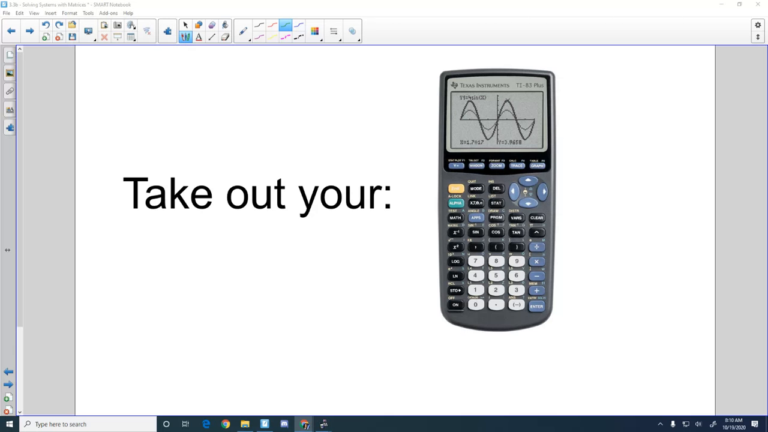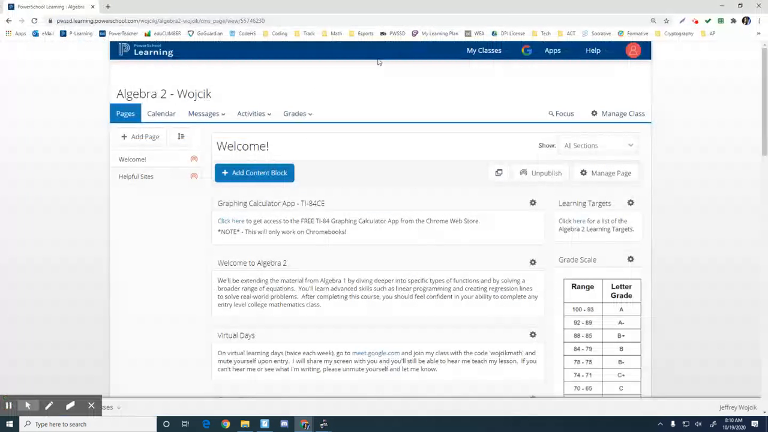All right, for those of you logging in on your Chromebook, if you go to my P-Learning page, right on the front, on the main welcome page, there is this very first box right here. It says Graphing Calculator app, TI-84, Color Edition. It says click here to get access to this free TI-84 Graphing Calculator app from the Chrome Web Store.